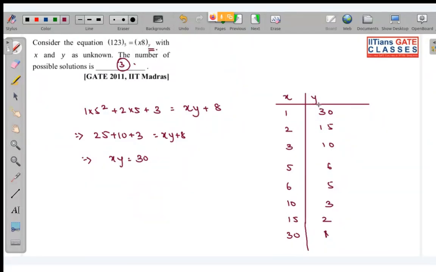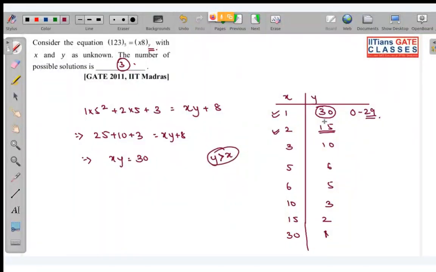So if y is 30, that means if it is base 30, then x is a valid number, because in base 30 you will have your digits from 0 to 29. Okay, so this is valid. For 15 also this is valid. Basically what I want to say over here is that y should be greater than x, that's it.